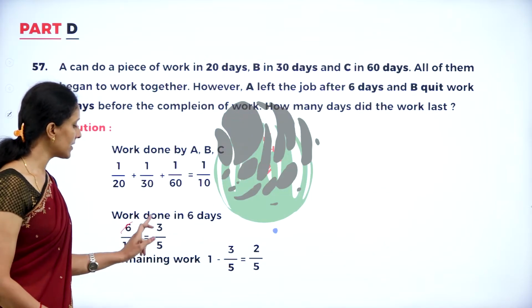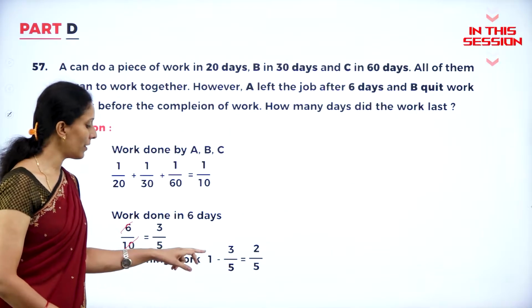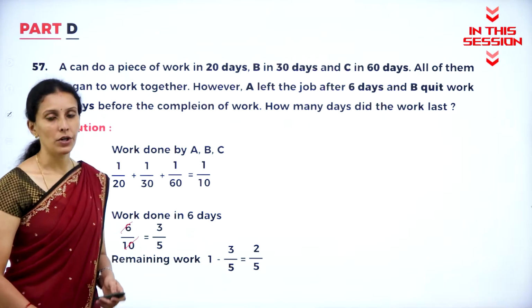The work done in 6 days is 3 by 5, then the remaining work must be 1 minus 3 by 5, that is equal to 2 by 5.